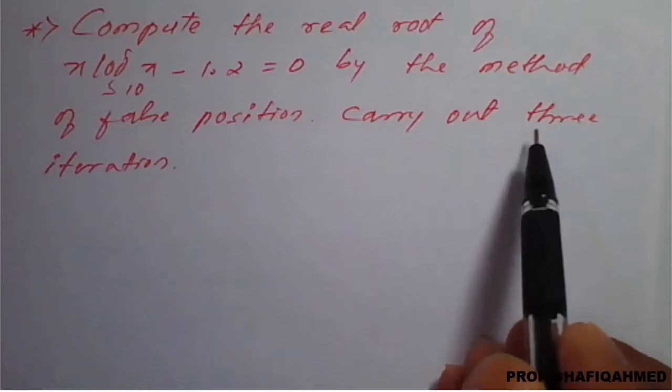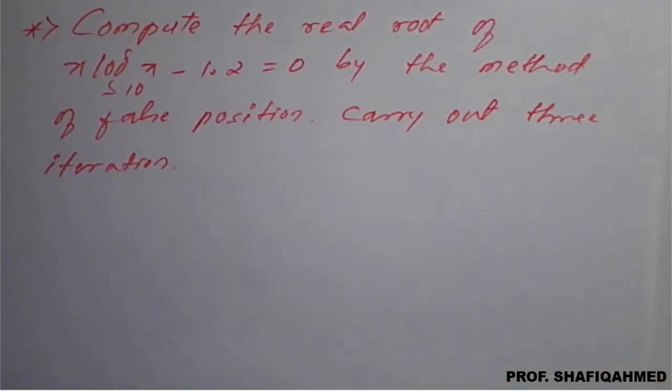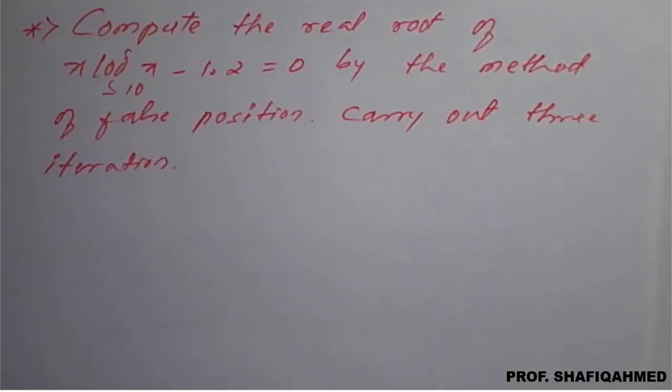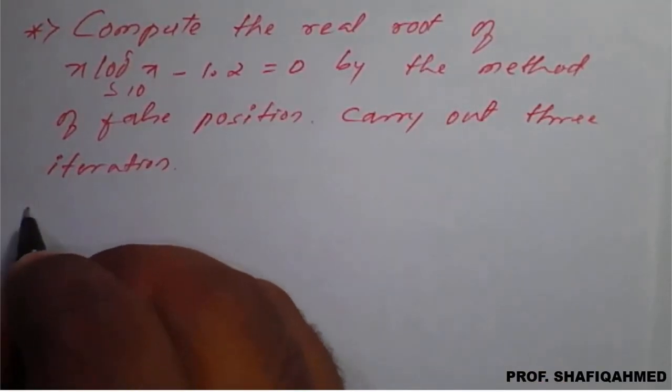Here they have said 3 iterations, which means we need to find x1, x2 and x3, then we have to stop. So we will not go for an accuracy level; just what they have said, 3 iterations, means x1, x2, x3 we need to find. Let's see the solution.